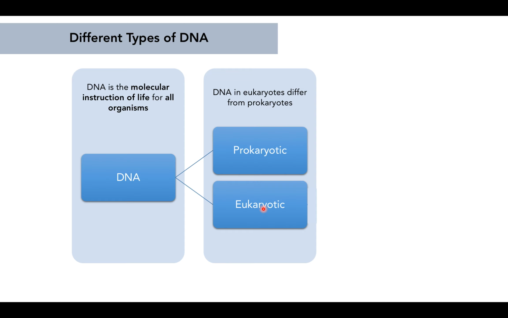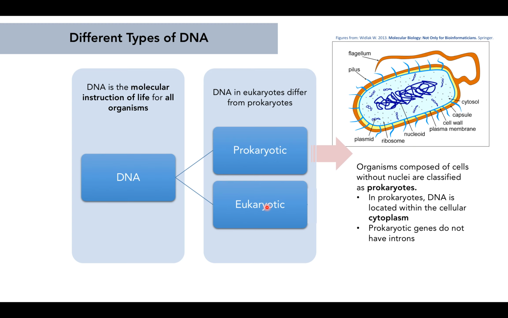Now, there are several differences between DNA in these two organisms, and we'll have a little review. So prokaryotic DNA is basically much simpler than eukaryotic DNA. If you look at a prokaryote structure, they have DNA here. This scribbly little mess is actually DNA, and it's located in the cytoplasm of prokaryotes.